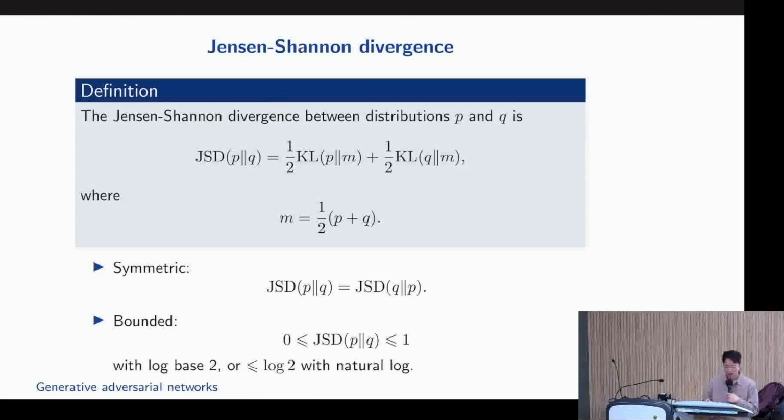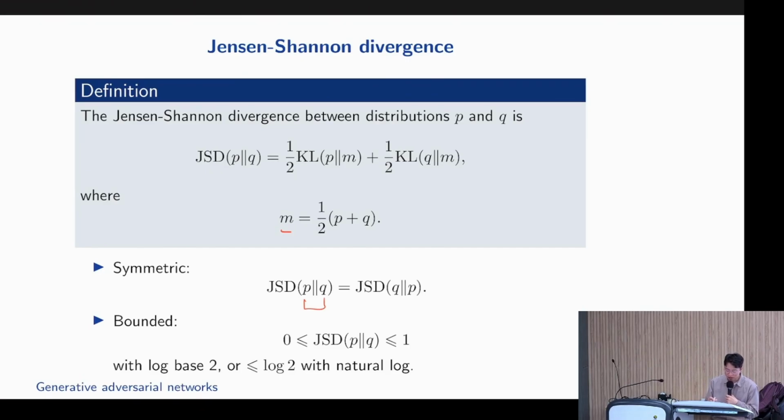Okay, so let's analyze it more theoretically. Let's go back to the JSD from 2 lectures ago. Jensen-Shannon divergence between two probability distributions P and Q is 1/2 the KL of P versus the average distribution M, plus 1/2 the KL of Q versus M. What's nice about it is it's symmetric, unlike KL divergence. So if you swap the ordering, it doesn't matter, because we constructed it that way.